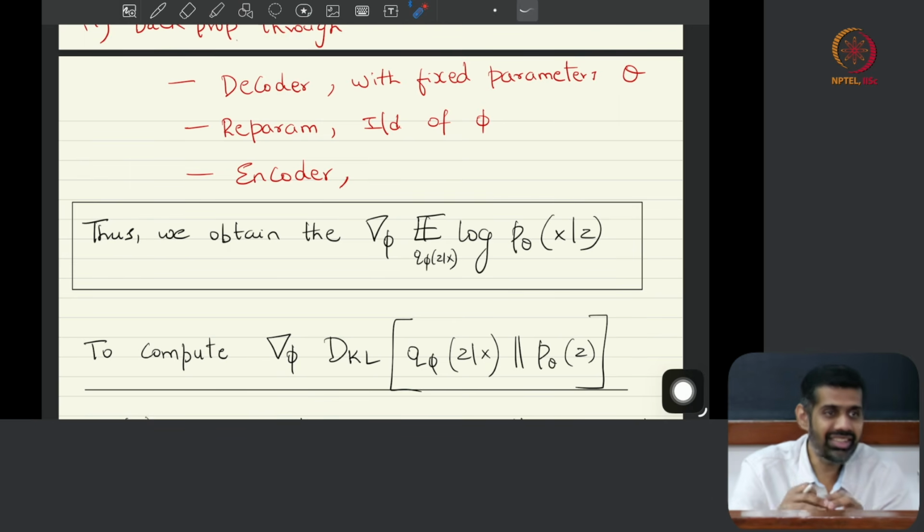Is this clear? This is the hard part. The rest of the things is all algebra. It's very easy. This is the only involved part in training a VAE. Any questions here so far? Is it already answered? Whatever question you had, or?